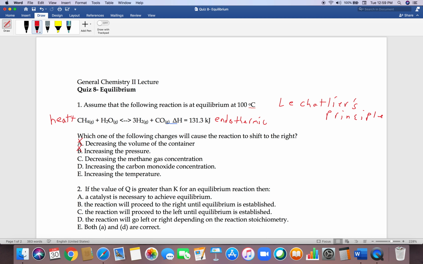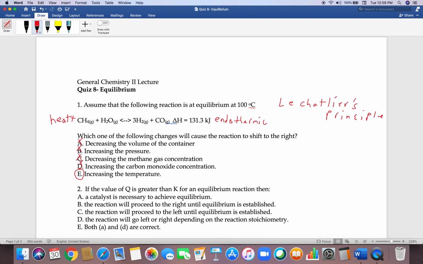If we decrease the methane concentration, well, we're going to want to raise the methane concentration, so we're going to want to shift to the left. So that's not it. If we increase the carbon monoxide concentration, we're going to have too much product and we're going to want to shift to the left. So that's not it. So it looks like our answer is E here by process of elimination, but let's understand why.